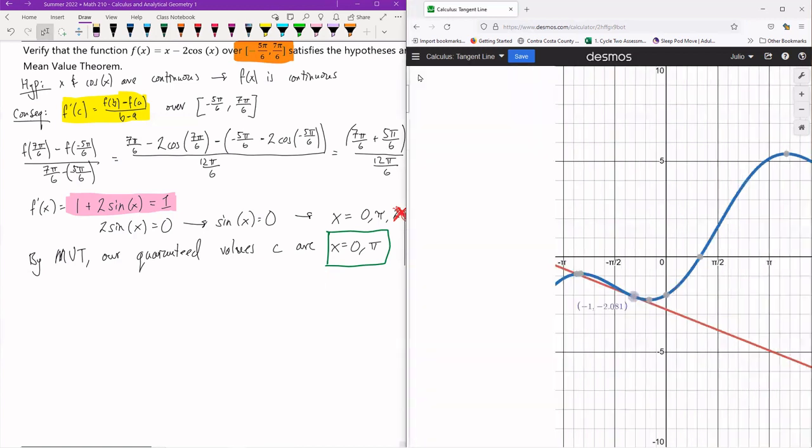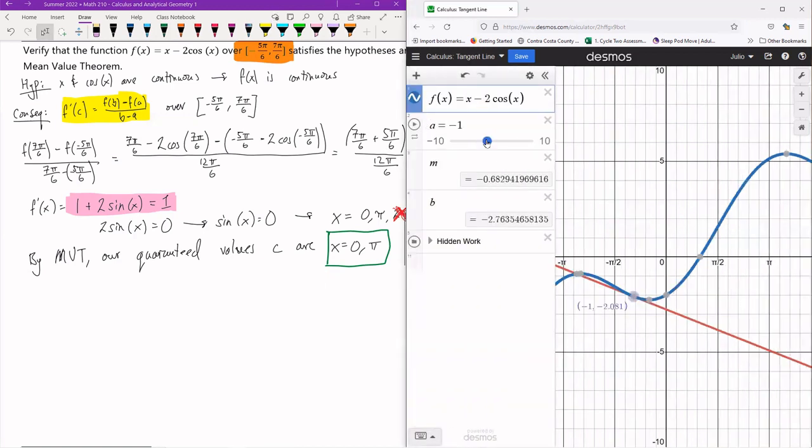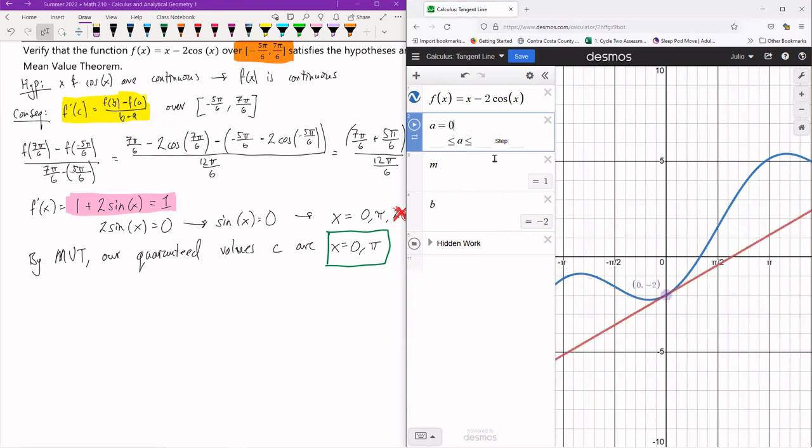So I'm going to open up this thing again, and instead of having negative 1 there, I'm going to type in 0. If you take a look, the slope of our tangent line is 1 there. And then let's type in pi now. The slope there is also 1. So both of those points satisfy the consequence of mean value theorem.